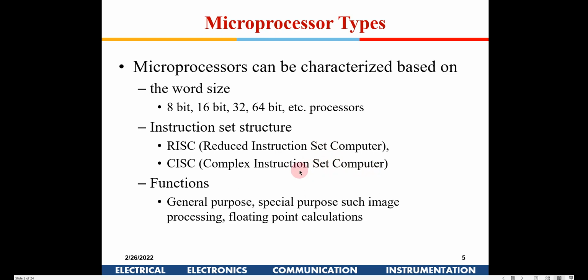So I leave it here for the time being, and based on the functions also we can classify the microprocessor. There could be a general purpose microprocessor, which is generally what is there in our CPUs and all. There could be some special purpose ones like image processing ICs. They are targeted towards image processing, or floating point calculation processors and all things like that. So depending on the functions also you could classify microprocessors. Okay.